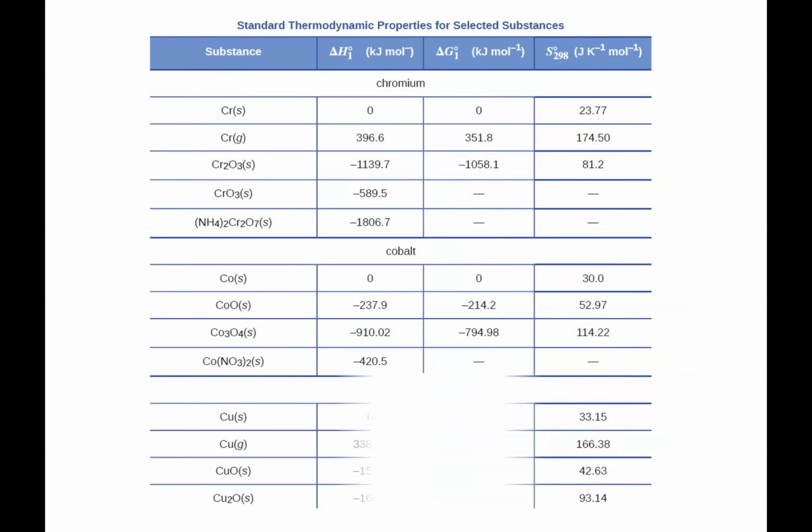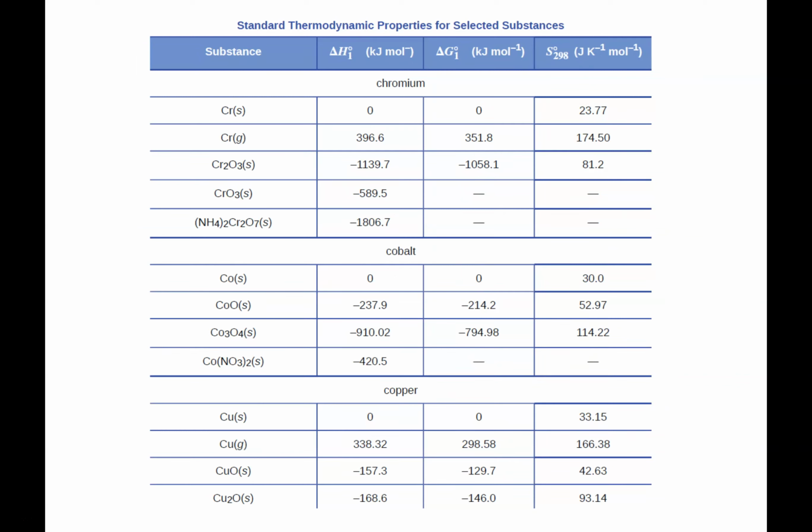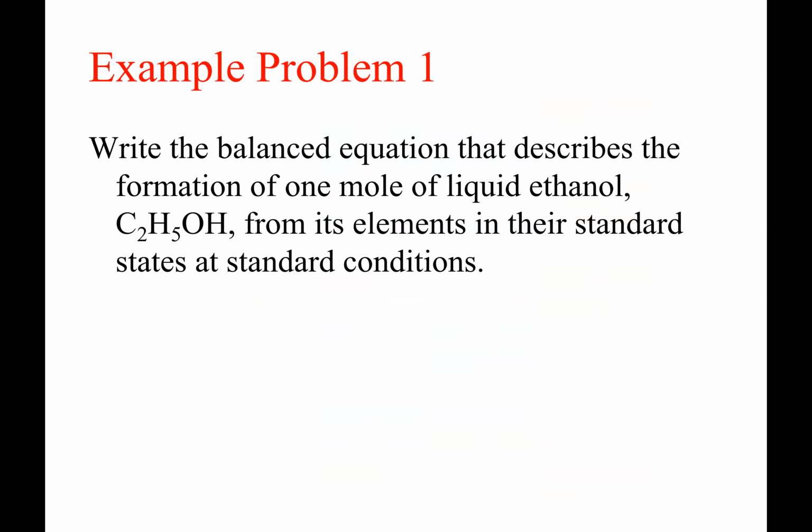Chromium, cobalt, so we kind of get the idea. So it's interesting to see a few zeros there, and that's just because in its standard state, the standard molar enthalpy of formation is 0. Okay, so let's work a problem. Let's say you're dealing with methanol. It has 2 carbons, 6 hydrogens, and 1 oxygen. And we have to write the equation for the standard molar enthalpy of formation.